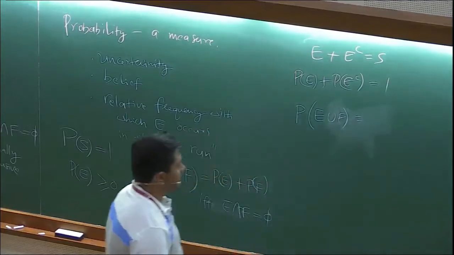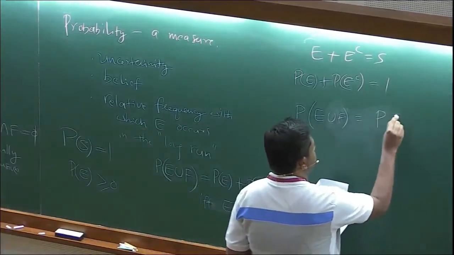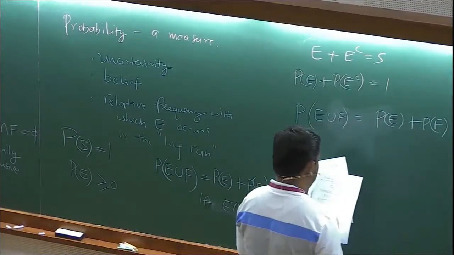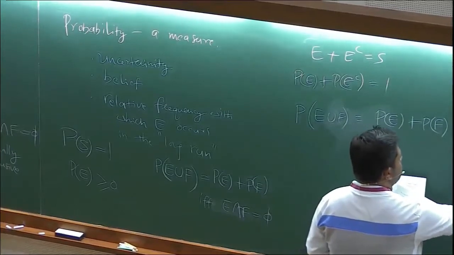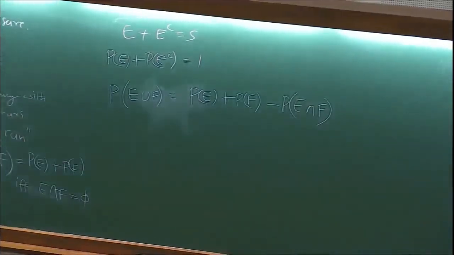So for general events E and F, which need not be mutually exclusive, that turns out to be the probability of E plus the probability of F minus the probability of the intersection of E and F. Most people are familiar with this, right? This is not something new.